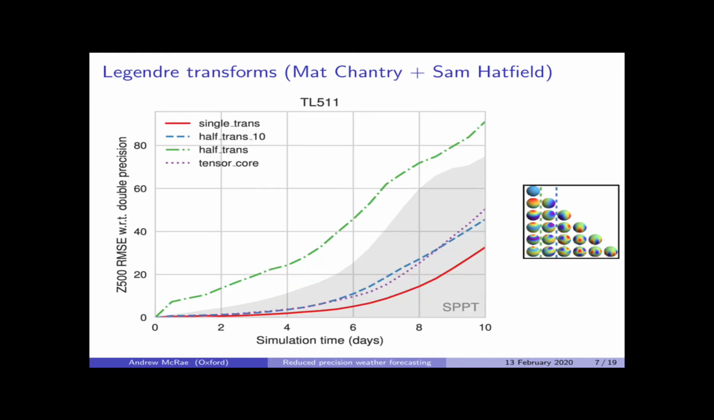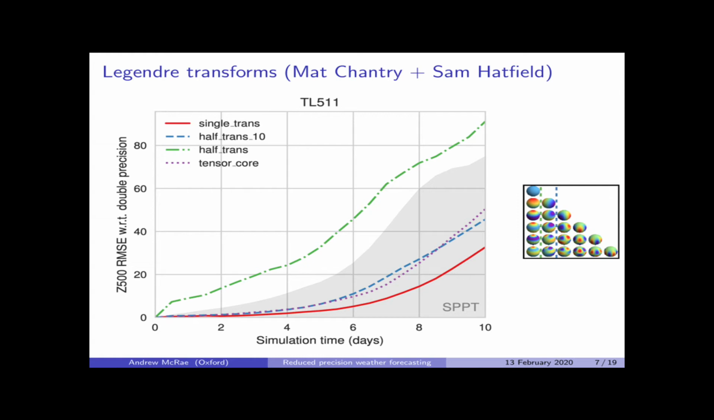Okay, there's quite a lot going on in this graph, so I'll try to explain it. This is showing the error versus a double precision run when you do these Legendre transforms at various levels of reduced precision. Along the x-axis is the simulation time of the forecast, so the error tends to increase with time. This is Z500 RMSE. That might mean something to like two other people in the room, but it's basically error.